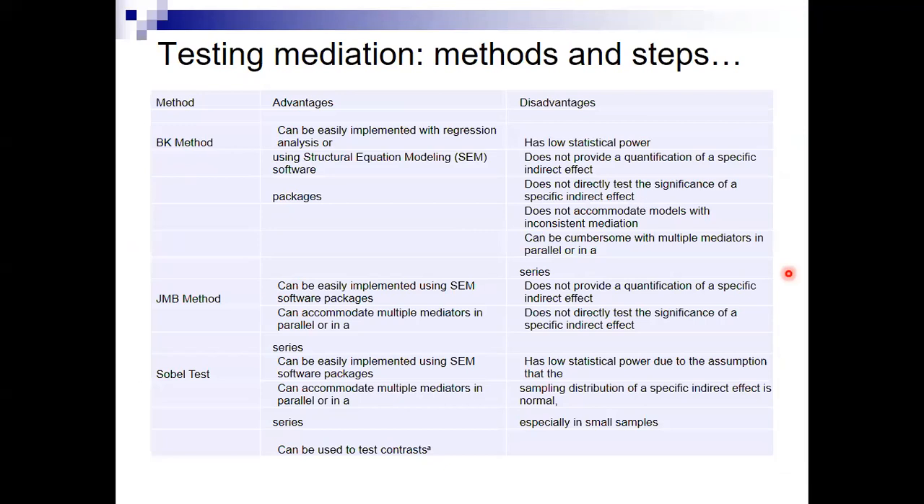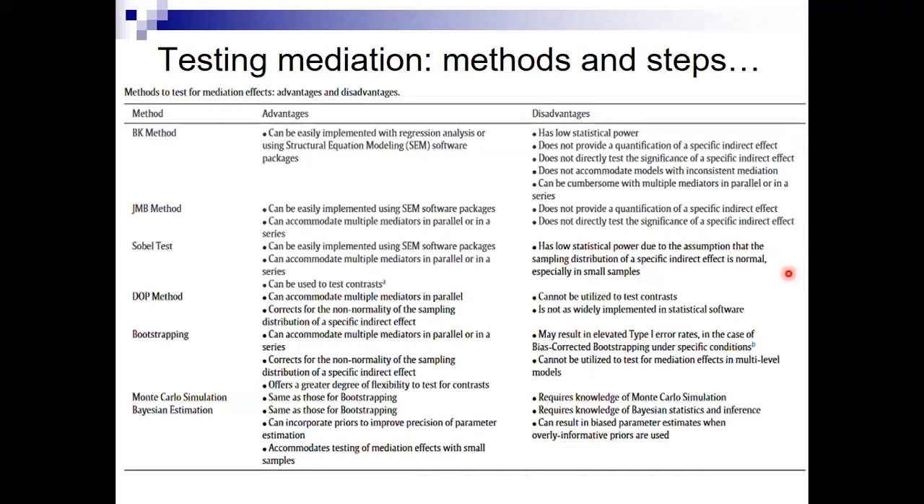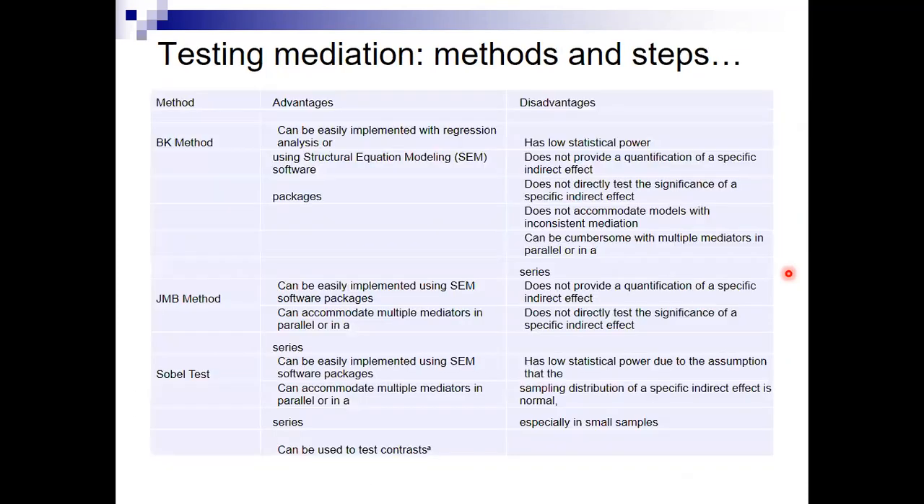But the further down you go in the methods, like for example bootstrapping, the DOP method, Sobel test, Monte Carlo, bias-corrected, these are the stronger ones. They have the most advantages, and they are more reliable. The further down you go, those are the best ones, okay?